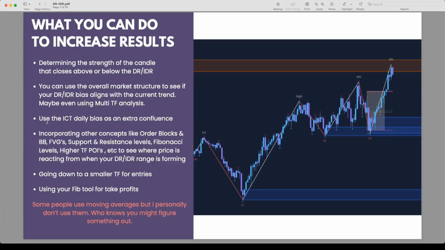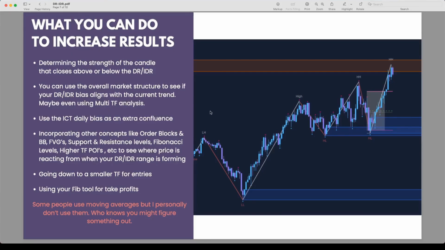Next, you can actually use the ICT daily bias as an extra confluence. So I made a video about this, and you can actually pair both of these two things together and see if you can have a higher win rate or avoid losses when you don't have to take any. And you can even pair it up with any other form of daily bias that you might have, just as an extra confluence.